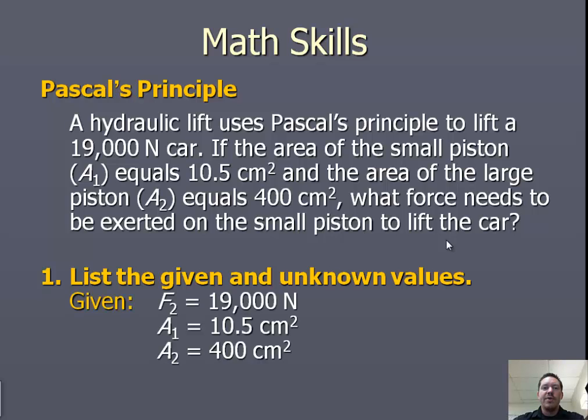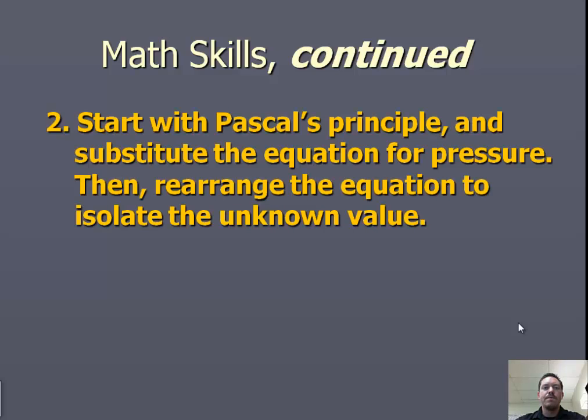So we have three values that are given. We have a force that we know, that the car is 19,000 newtons. And we also know the area of the initial piston, A1, is 10.5 square centimeters. We know the area of the second piston is 400 square centimeters. So our question is, how much force do we need to apply on that initial plunger or initial piston to lift that car? So we're going to start with Pascal's principle, substitute the equation for pressure, then rearrange the equation to isolate the unknown values.